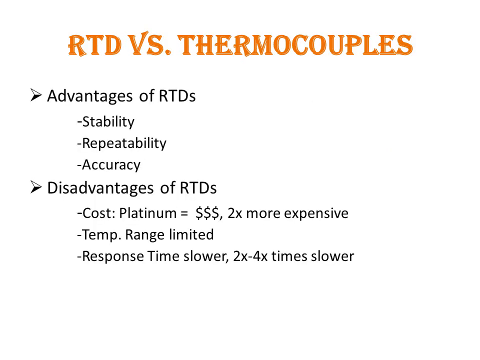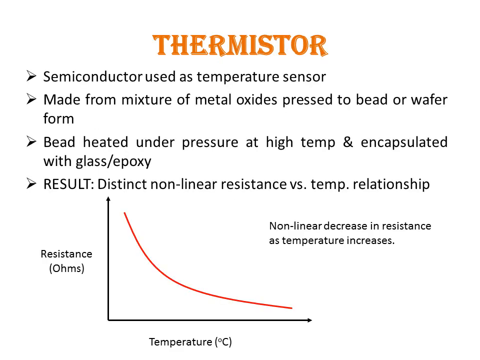If we compare RTD and thermocouple, the advantages of the RTD are that it is stable, repeatable and accurate. Disadvantages of RTD compared to thermocouple: cost wise it is twice as expensive, the temperature range is limited, and the response time is much slower, about twice as slow as the thermocouple.